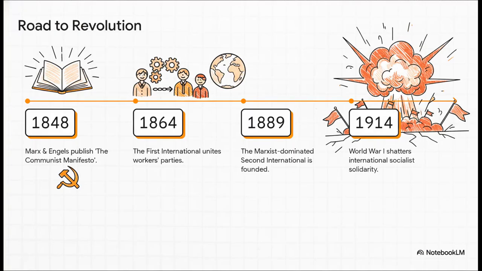Before 1917, the socialist movement was really picking up steam. But then, World War I dealt it a massive blow. The central promise of international worker solidarity just shattered. Socialist parties in Germany, France, and Britain all voted to support their own countries, which meant they were sending workers to go kill other workers in the trenches.